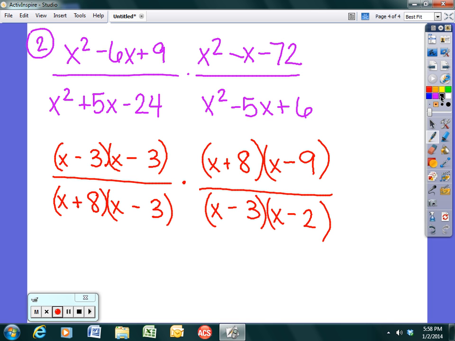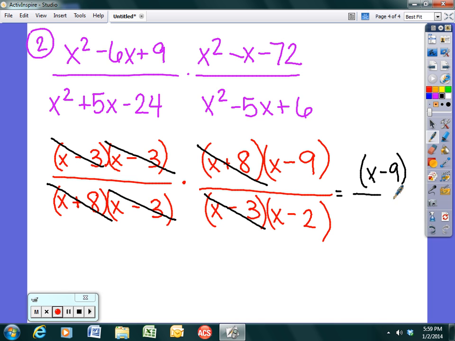Step 1 has been completed. Now we need to cross cancel like terms. So, we can cross cancel x minus 3 with this x minus 3 on the bottom. We can also cross cancel this x minus 3 with the one on the bottom right. We can cross cancel x plus 8. Once every term has been cross canceled, we multiply to give me a solution that is x minus 9 over x minus 2.